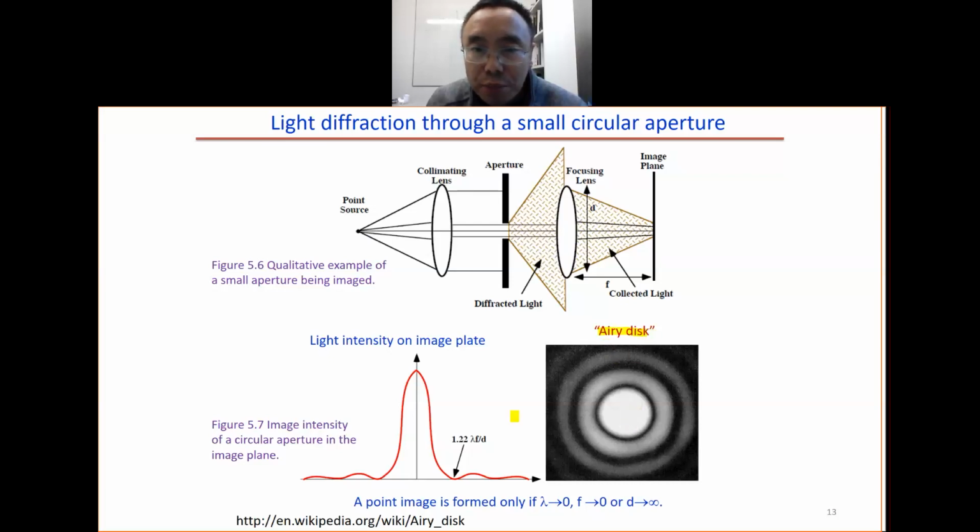So we have the central maximum, then the first minimum, then we have the maximum here, then another minimum. This first minimum is given by 1.22 lambda f over d, where lambda is the wavelength, f is the focal length, and d is the diameter of the lens. As you can see, the bigger the lens, the more light gets collected, and the smaller this central spot is. It will be closer to the single point image.